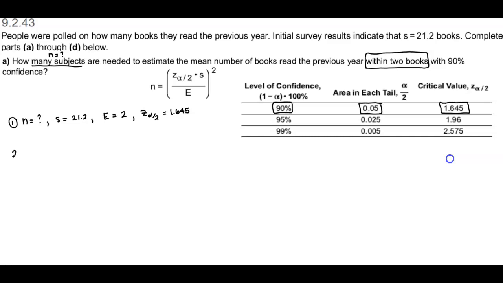So now we're going to use our formula. We know that n is going to equal the critical value, 1.645, multiplied by the standard deviation of 21.2, divided by the margin of error of 2, and then we're going to square the result. So let's take a look on our calculator and see what we get.